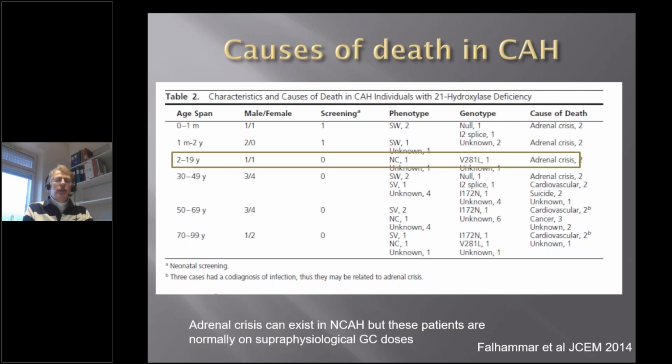An adrenal crisis does exist, even though it says in a lot of reviews that if you have non-classic CAH, you can't get an adrenal crisis. Well, it's true if you don't treat them with glucocorticoids, but if you treat them with glucocorticoids, there is a risk. So they need to have stress doses if they have a pneumonia, for example. The other 2 deaths were due to stroke, and they were in the middle age.